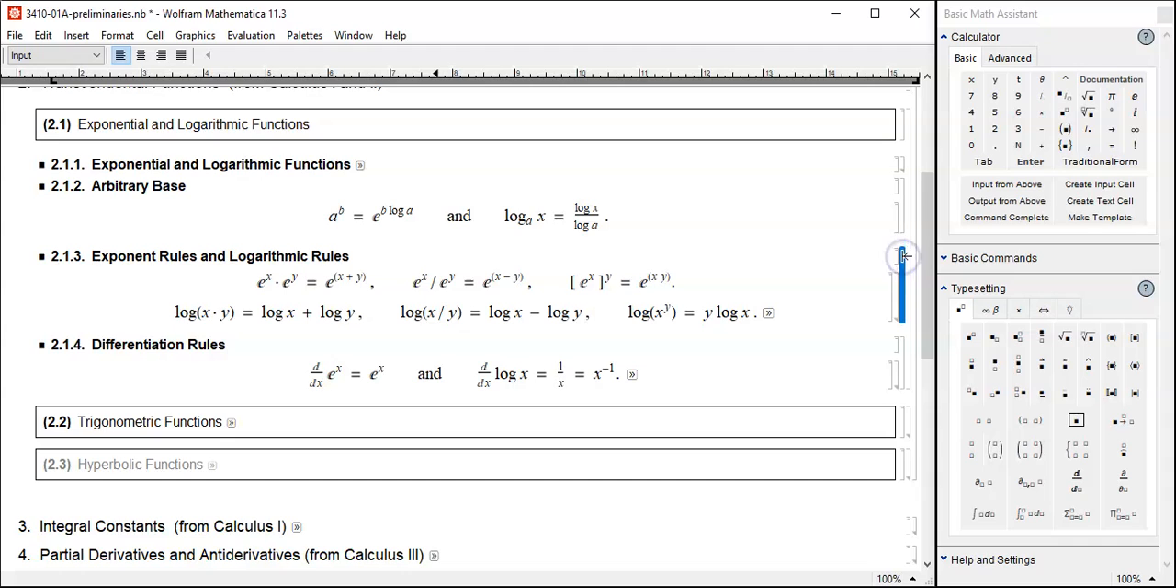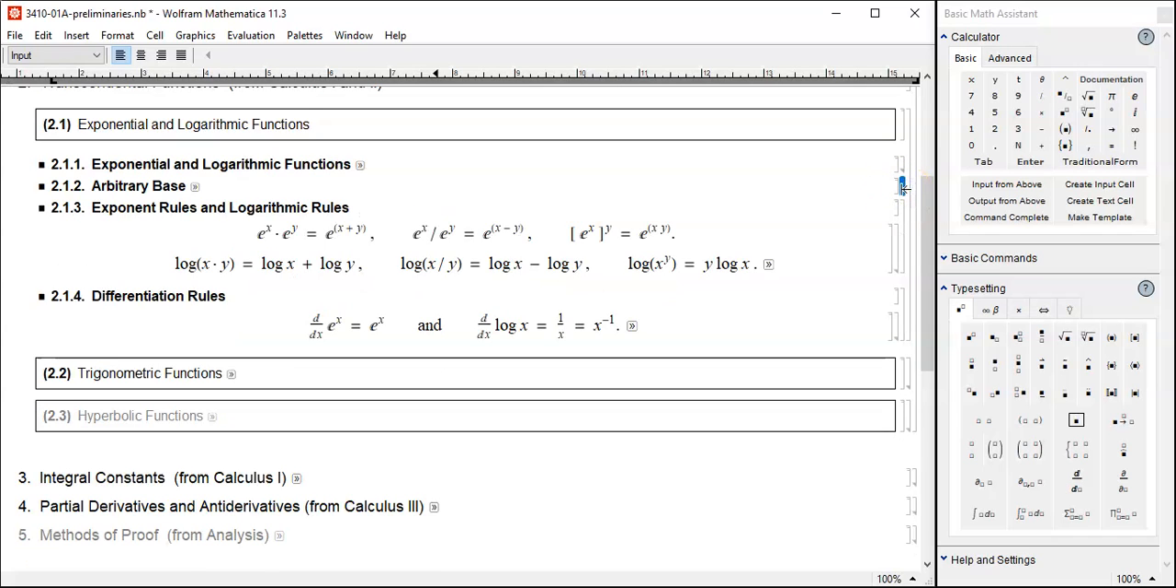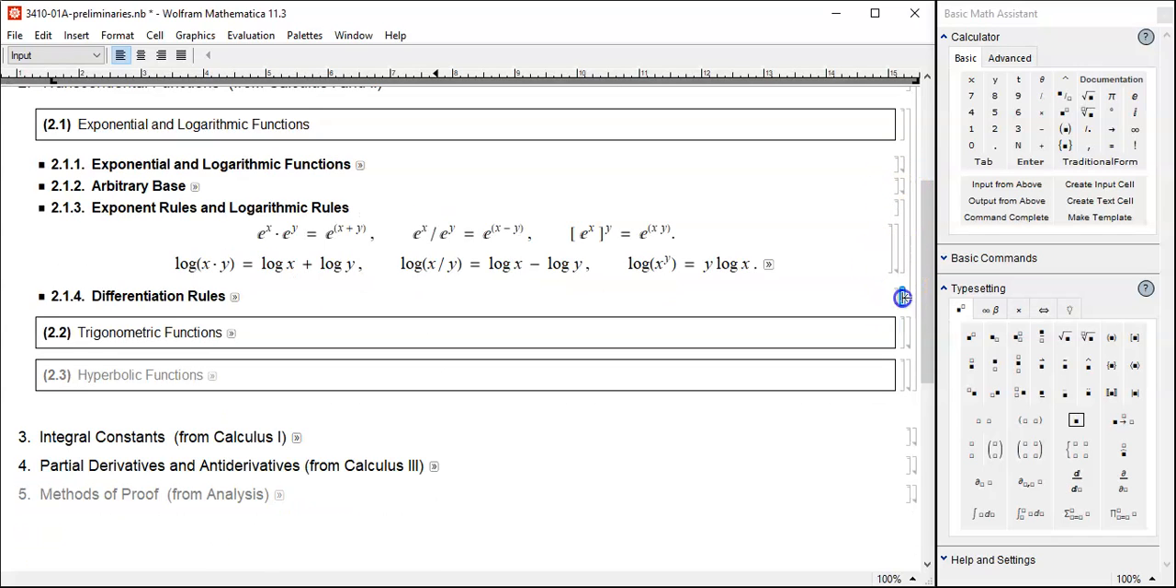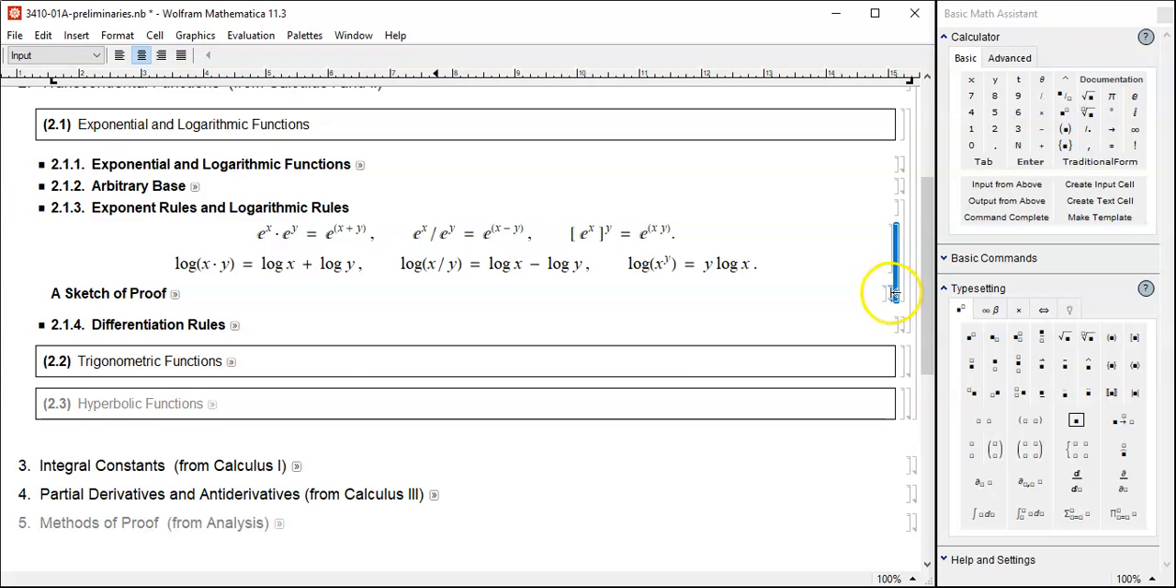Okay, that leaves only one remaining problem here. And that's going to be a challenge. Is everybody ready? Okay, here we go.